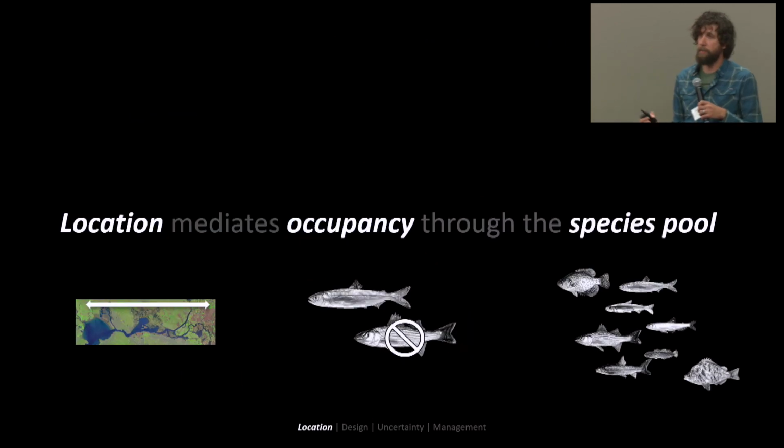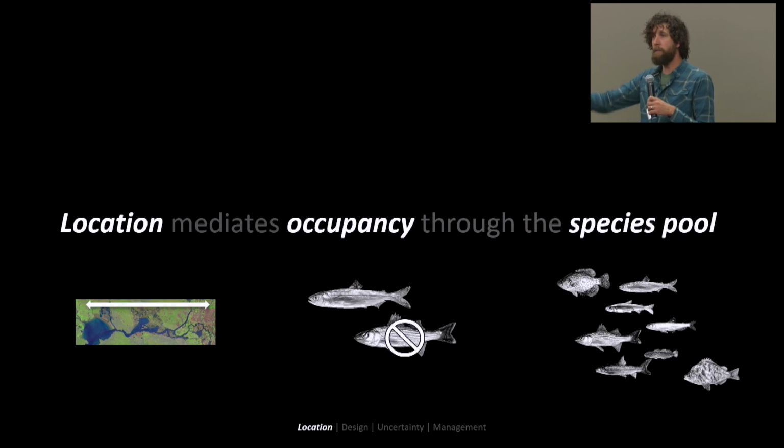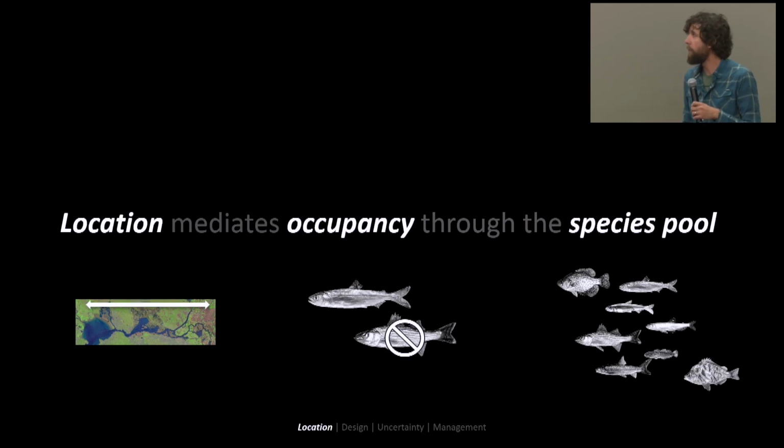We can think about this as location affecting occupancy or presence-absence just by filtering out the species pool. Not all of the species that are present in the estuary are found everywhere. So wherever you put it, only certain species will be there.